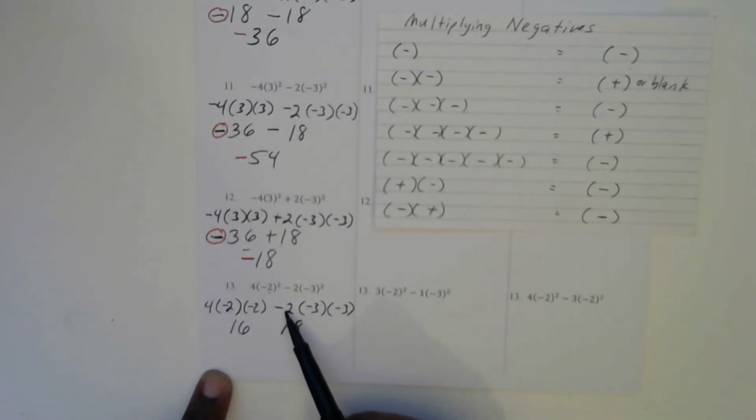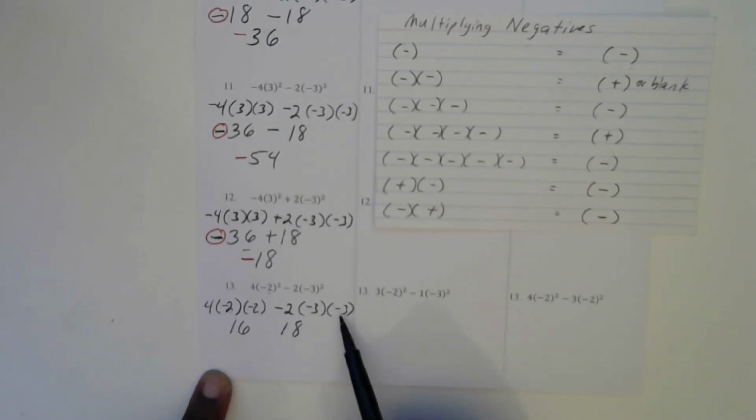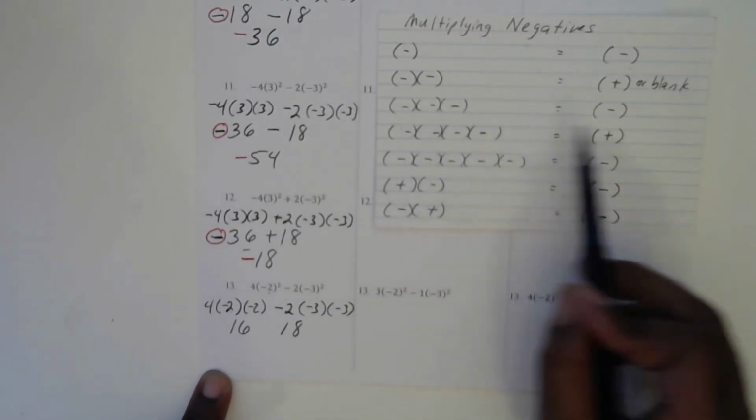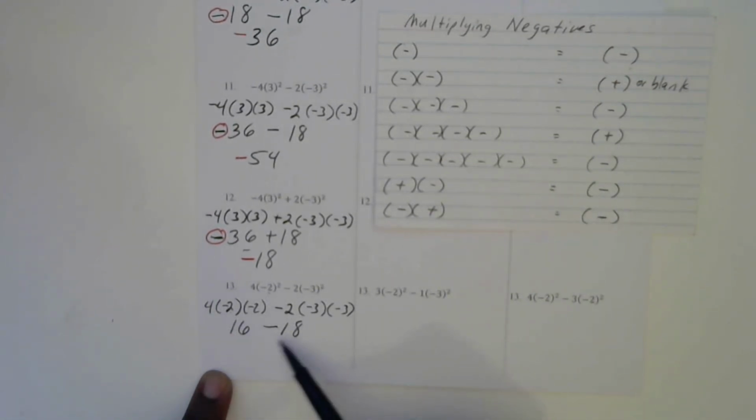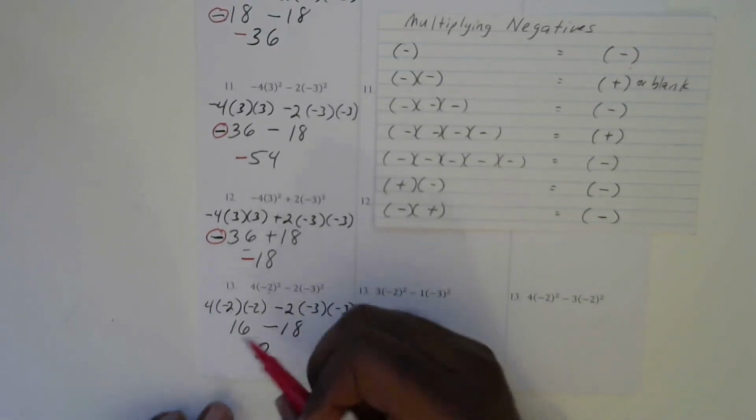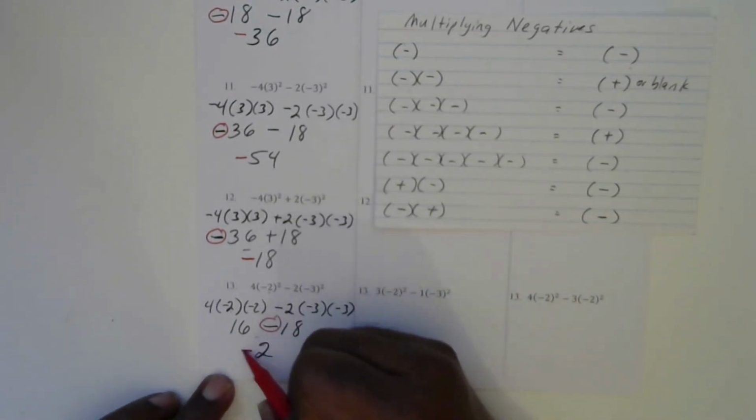And this has a total of 1, 2, 3 negatives, so we're multiplying by 3 negatives. When you multiply 3 negatives, you will get a negative. So it's negative 18. So these are different signs, positive and negative. So different signs subtract. So 16 from 18 leaves 2. And the bigger sign always wins, so the 18 is bigger, so the final answer would be negative 2.